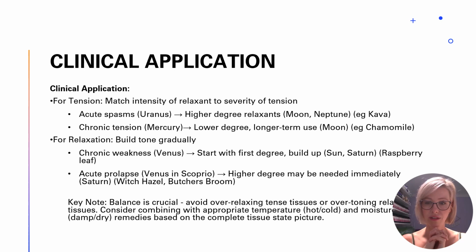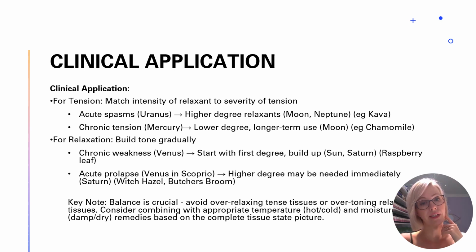Chronic tension, something that's just ongoing for a longer time, we want to use something a bit gentler, a lower degree, longer term use, which is very lunar, and maybe we would choose something like chamomile. Now, I guess I should mention with the use of herbs, this can be just through teas. It doesn't have to be through herbal tinctures like what I've got there. Herbs that you can access quite easily is often tea.